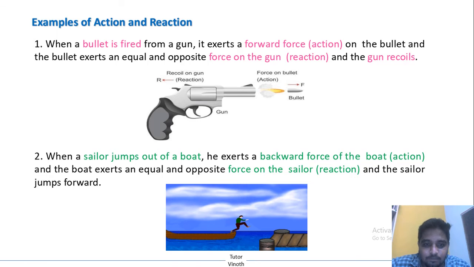When a sailor jumps out of a boat, he exerts a backward force on the boat. The boat going backward is the action. The boat exerts an equal and opposite force on the sailor, which is the reaction, and then the sailor jumps forward.